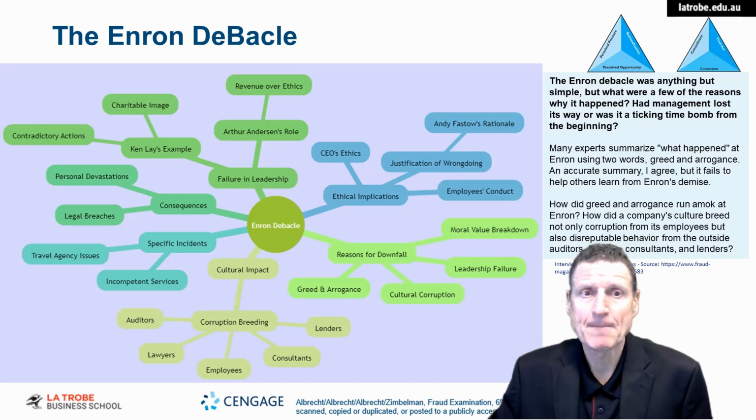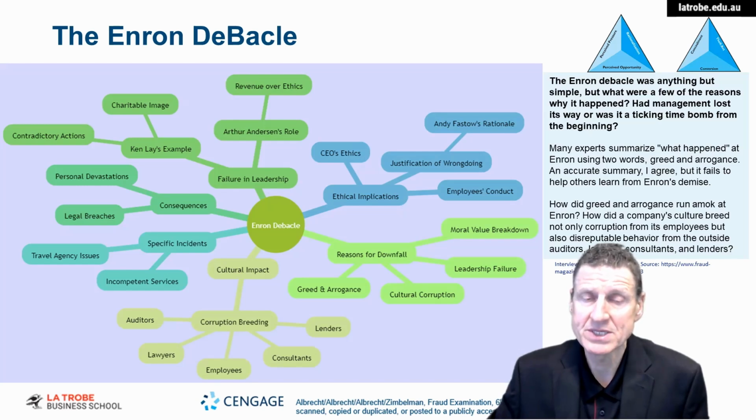It was all about the failure in leadership, the failure to have a tone at the top to make sure that everyone in the organization was squeaky clean, ethical, doing the right thing. But Ken Lay's example was far from being a charitable image. He had contradictory actions. There were no consequences for legal breaches and personal devastations. There were specific incidents associated with travel agency issues, incompetent services, and there was the cultural impact that enabled corruption to breed. As I said, it started with a tone at the top with the CEO, and that really highlighted the whole culture in the organization.